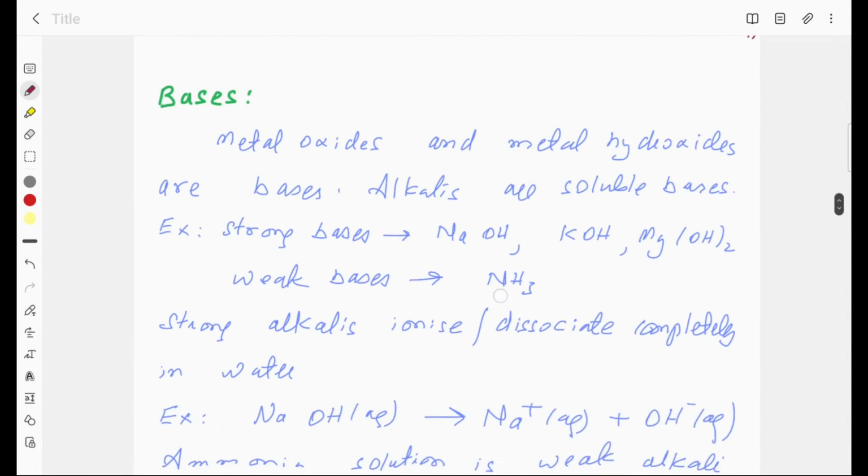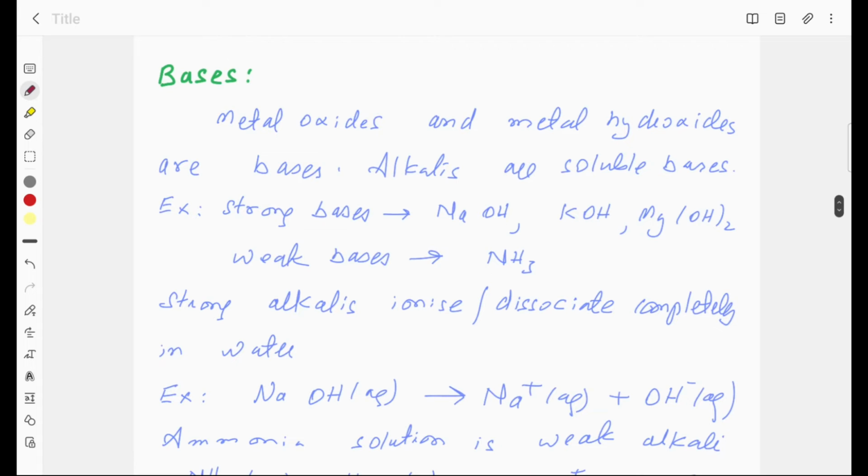Now bases. Bases include metal oxides, metal hydroxides, all alkalis. Alkalis are soluble bases, and bases are strong and weak as well. If you want to name some strong bases, they are sodium hydroxide, potassium hydroxide, magnesium hydroxide. For weak bases, I give you an example of ammonia.